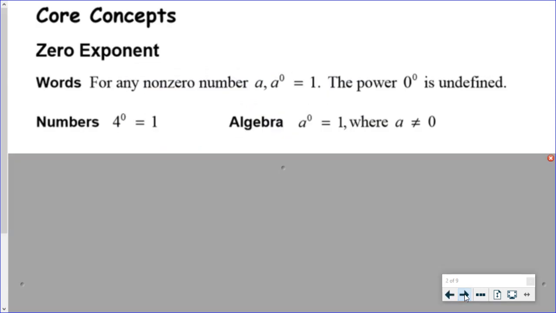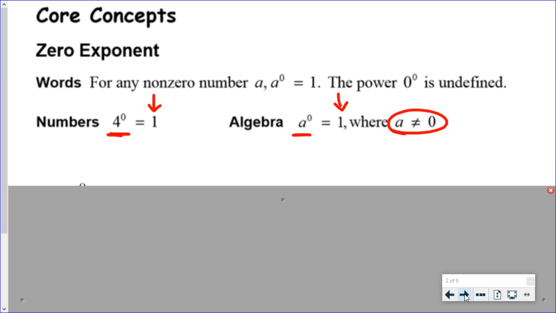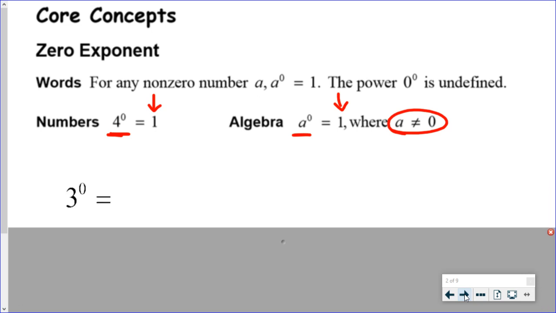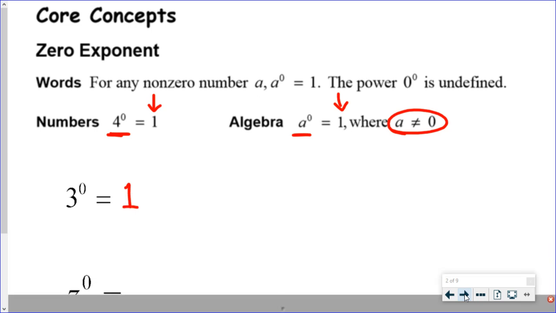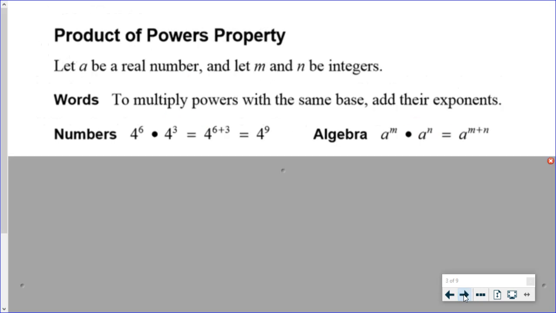Okay, also, anything to the power of 0 is 1. It doesn't matter if it's 4 to the power of 0, it's 1. It doesn't matter if it's a variable to the power of 0, it's 1. The only thing is the base cannot be 0. That's one of those special circumstances. So for example, 3 to the power of 0 is 1. And this one, z to the power of 0 is also 1. It's just something to remember.